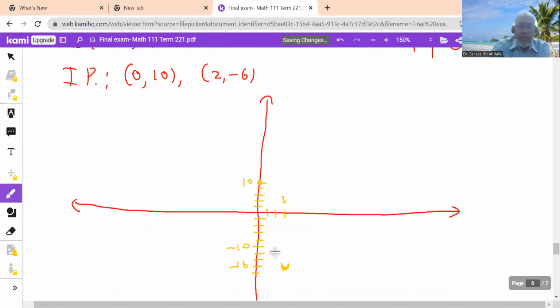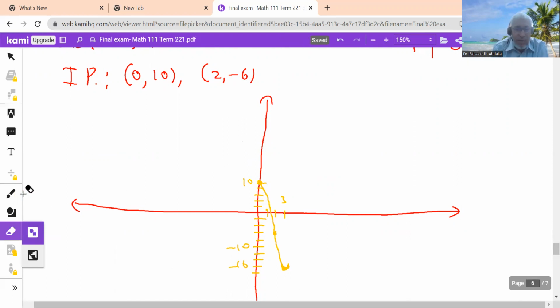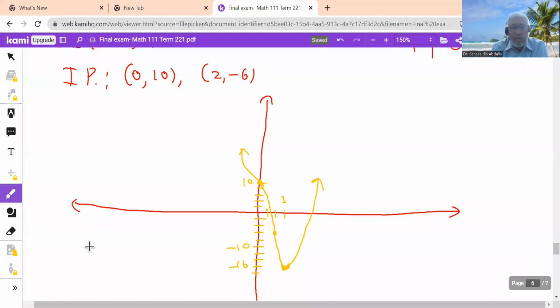And (2, negative 6). This point is an inflection point. So pay attention, I have 2 inflection points. So I know that the graph from here will go up and the concavity would be up, and then the concavity changes from here to down, and then the concavity changes to up, okay? But it doesn't go in directly, okay, like this. And here it goes up. The concavity does not change, it's always up.